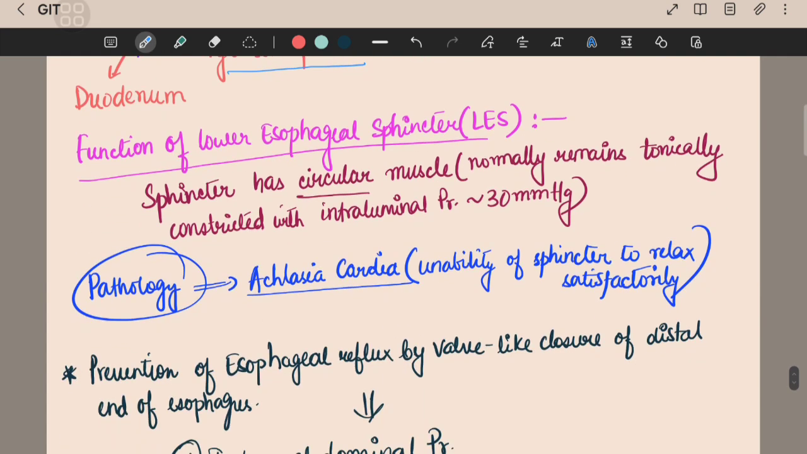Function of the lower esophageal sphincter, this is important, which has circular muscles and normally remains tonically constricted due to the intraluminal pressure that develops inside the lumen of approximately 30 millimeters of mercury. Now, what can be the pathological scenario if there is any type of defect or inability of the sphincter to relax when the food is coming?